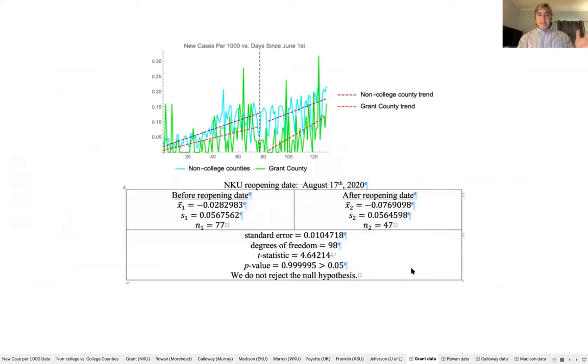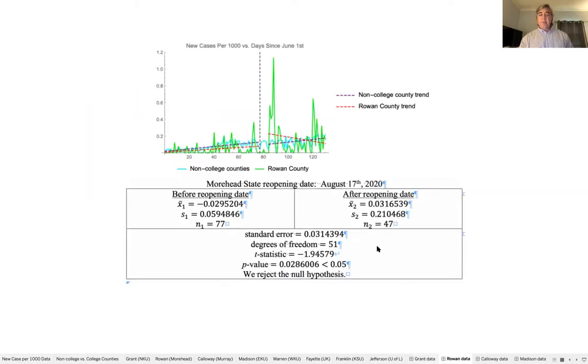So here's my analysis where I broke things up. Again, Grant County seems to be doing much better than the rest of the state. So if I look at the differences in this data set and this one, it's not going to be anywhere near the 5% I need. In fact, it's almost 100%, that it's the other way. So I cannot reject the null hypothesis with Grant County, for example. But with Rowan County, I can. Rowan County, sorry.